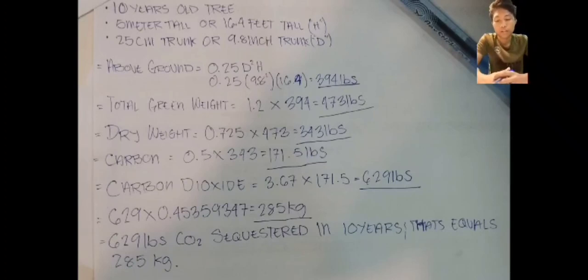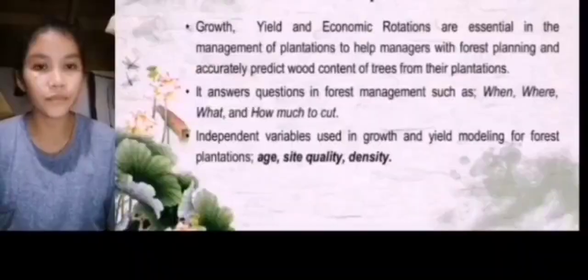Sa pagkuha sa carbon dioxide, 3.67 times ang carbon, which is 171.5, equals 629 pounds. So, mao na ang carbon dioxide. So, therefore, the carbon dioxide sequestered in 10 years is 629 pounds. That's equal to 205 kilograms.